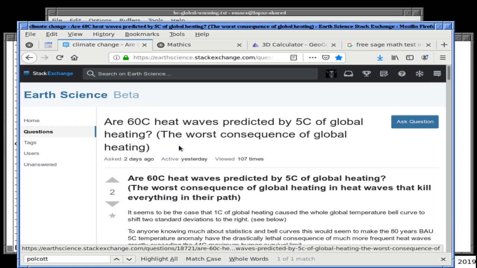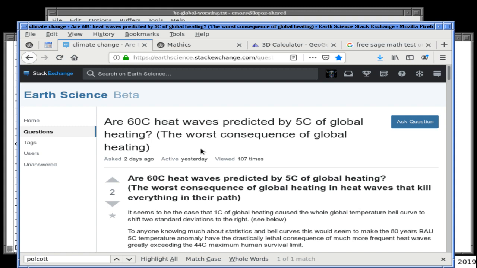But after that, our main topic today will be this question from Polkot about global warming and sort of a general overview of global warming, perhaps. And I've actually already answered this question, but he or she has made comments that answer my answers. So we're going to sort of get into the whole thing.